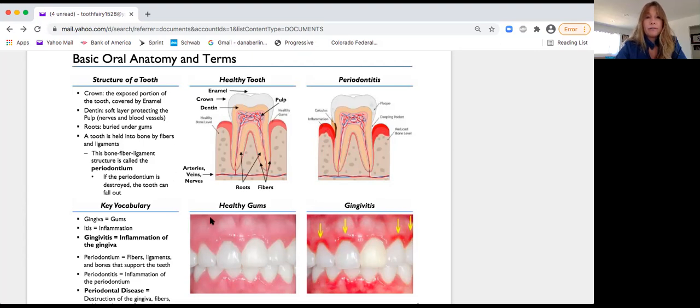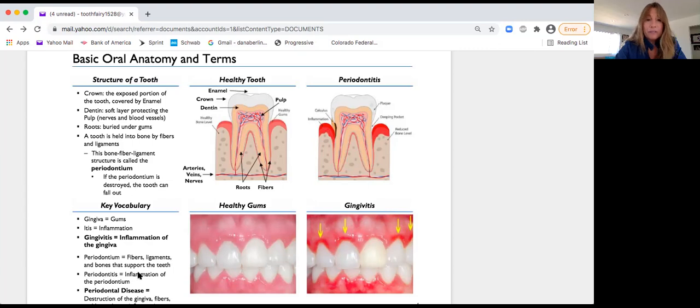So here you have a picture of healthy gums. And the gums, another word for the gums is gingiva. Gingiva equals gums. You have the ending itis. Itis equals inflammation. Gingivitis equals the inflammation of the gingiva or the gums. Periodontium equals the fibers, ligaments, and bones that support the teeth.